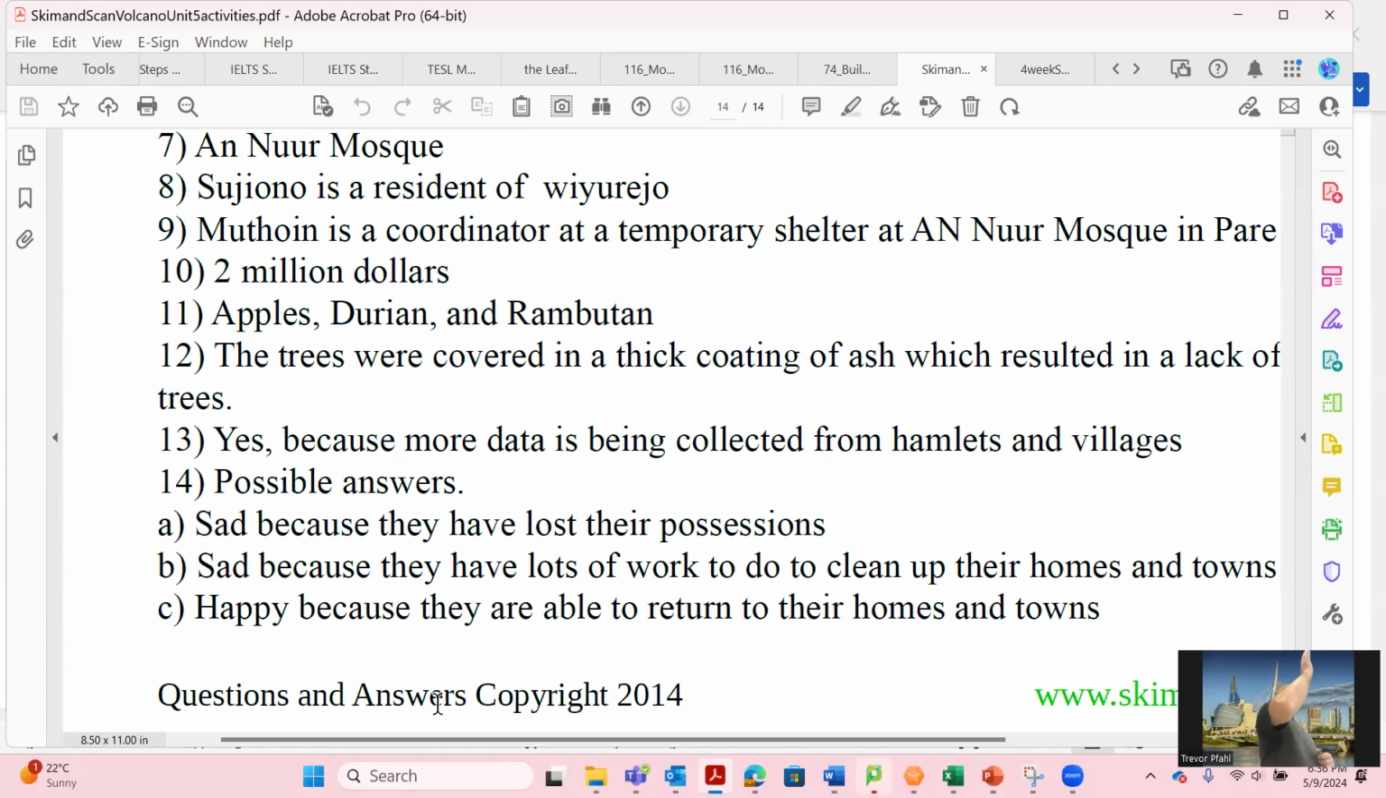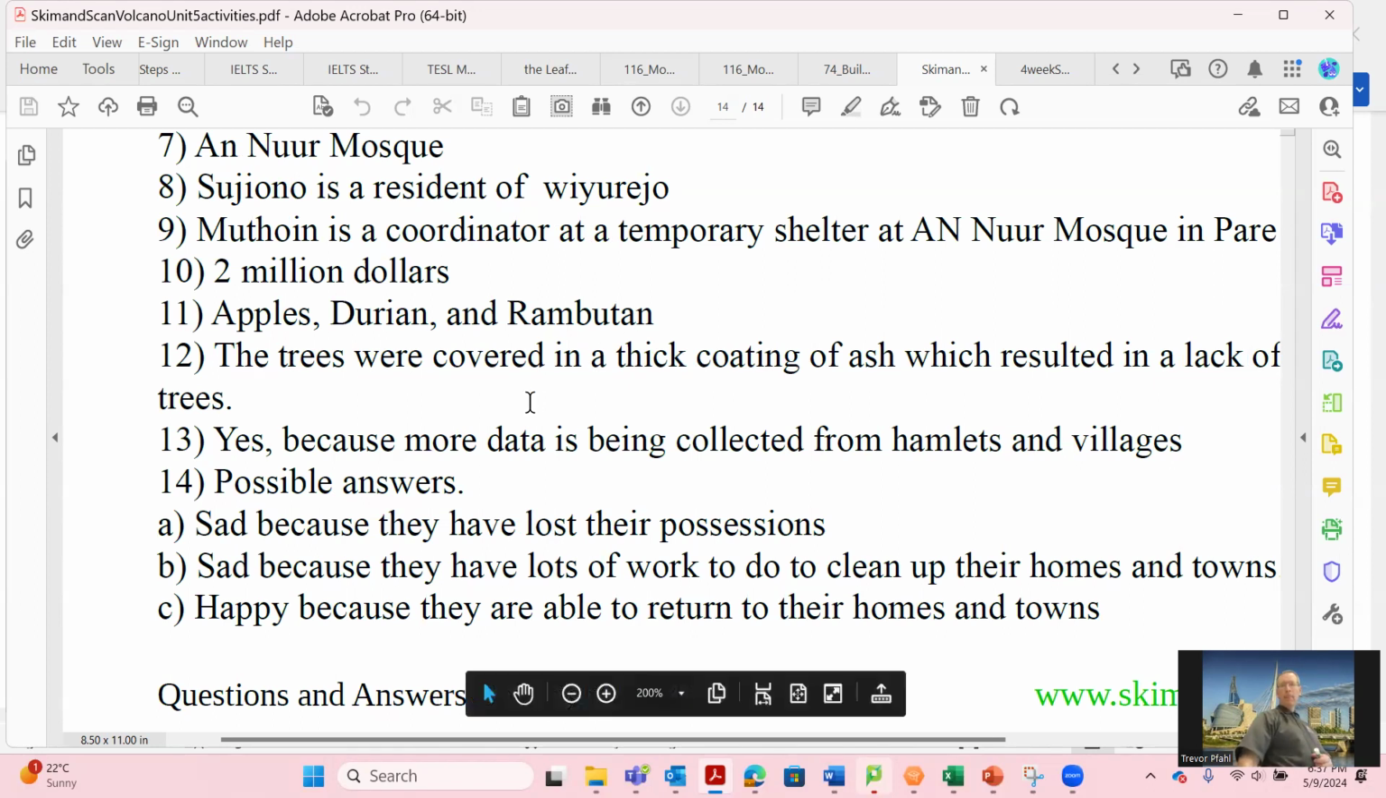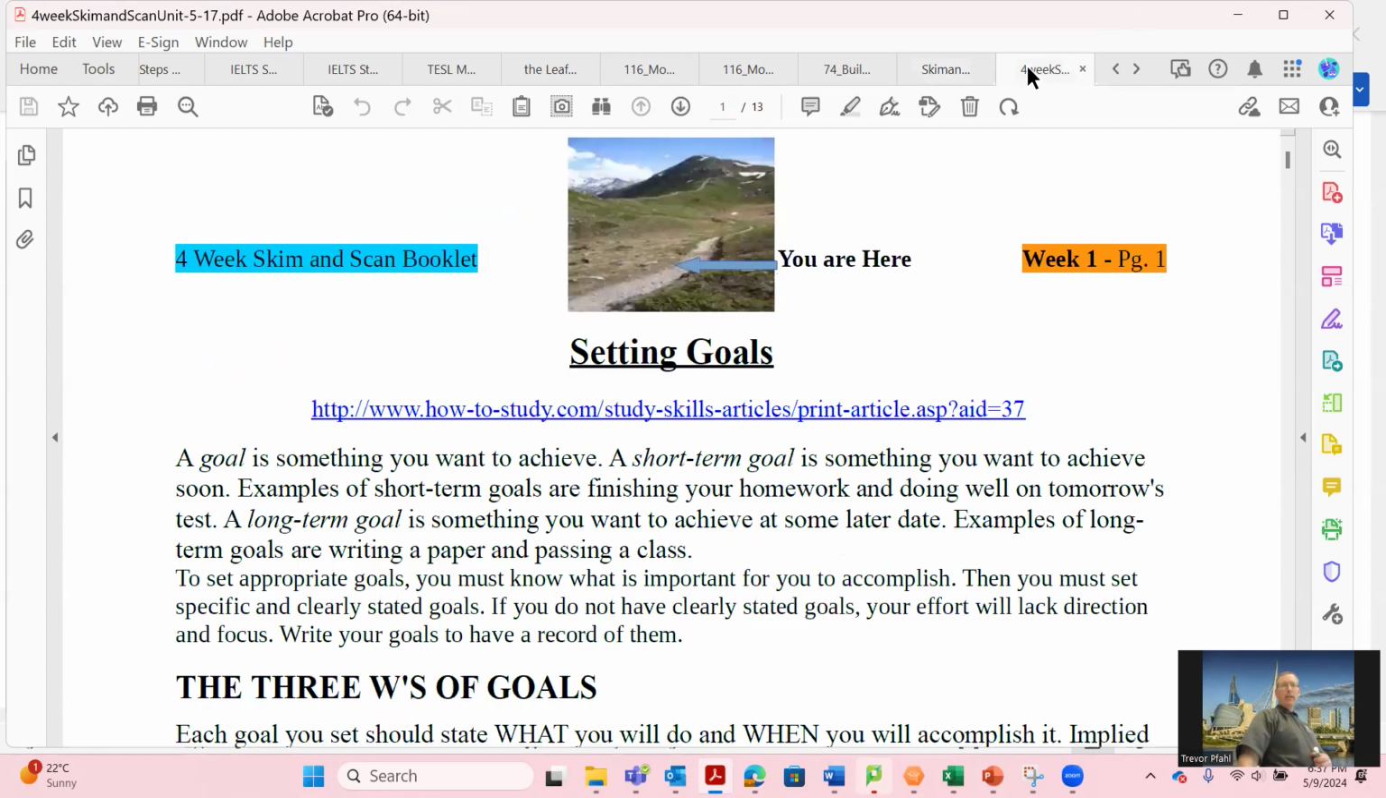Okay, we're good? Okay. So the other thing that you were working on, which I gave you as handouts before you left the class, were the setting of goals. And so I want to look through the answers for these. But before I show you the answers, I just want to confirm, how many of you did not finish the skim and scan for the setting goals?